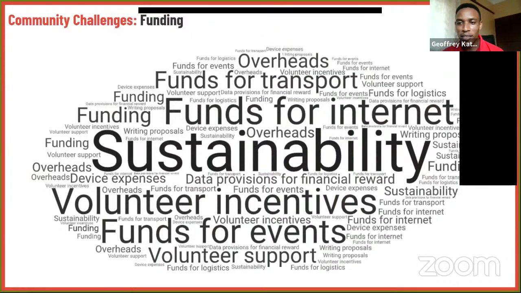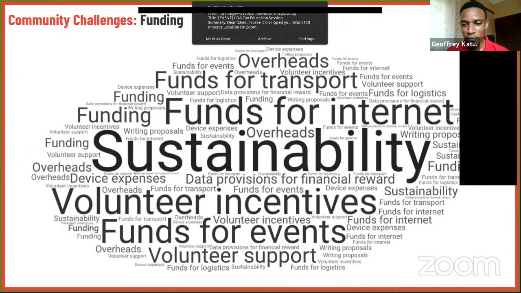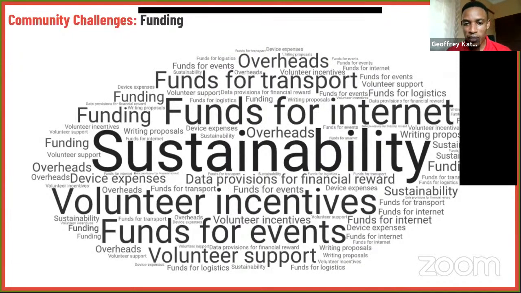The other challenge that really came out from the participants in the workshops we had was around funding. To participate in open mapping, people need funds for internet, volunteer incentives, volunteer support, even things like finding an office space to work from. So how can we find funds so that this shouldn't be a blocker for people to participate and grow their community? That's one of the things we want to be able to address.